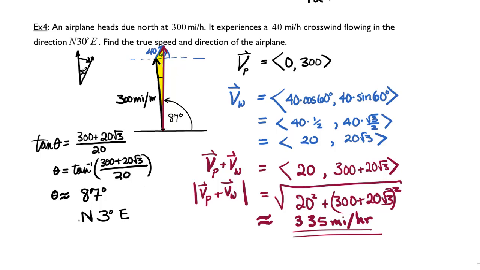So we would write something that looks like north 3 degrees east, but we would say that the plane is traveling 3 degrees east of north. So we're measuring off of north toward the east.